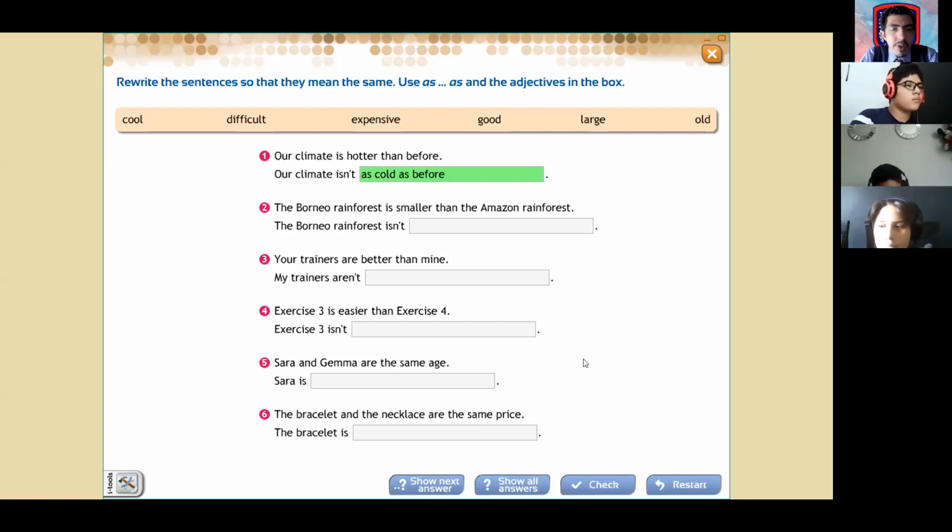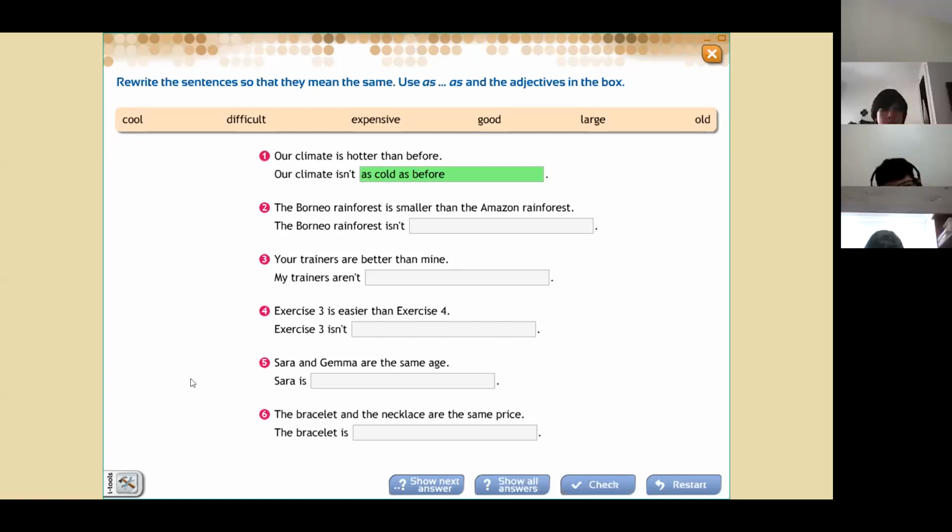Let's check number 2, guys. The Borneo rainforest is smaller than the Amazon rainforest. So number 2 says the Borneo rainforest isn't... what? What is the opposite of smaller in this case? Can you tell us the answer in this case, for example? Mr. Sanchez, maybe number 2.